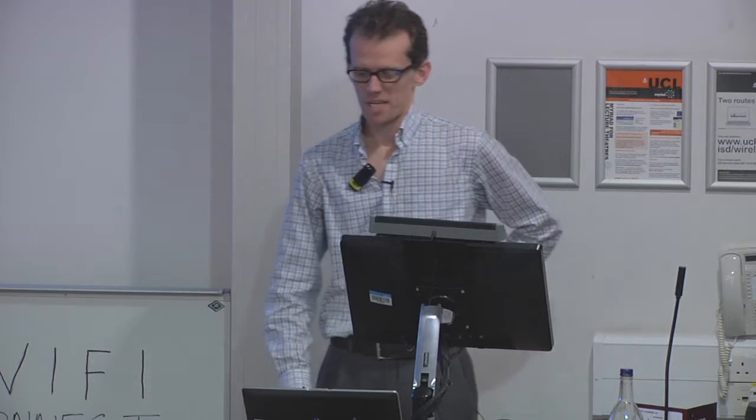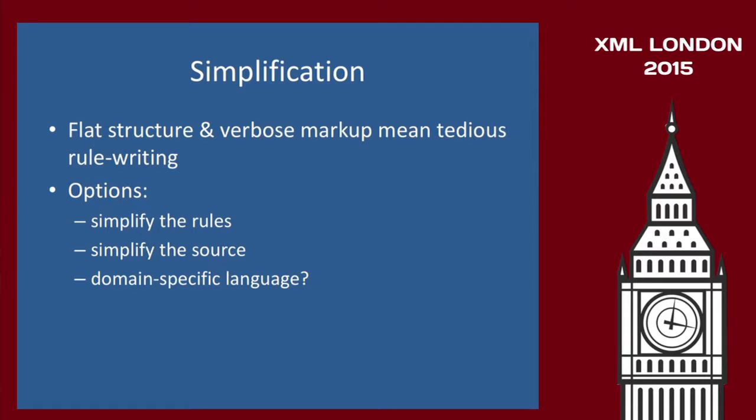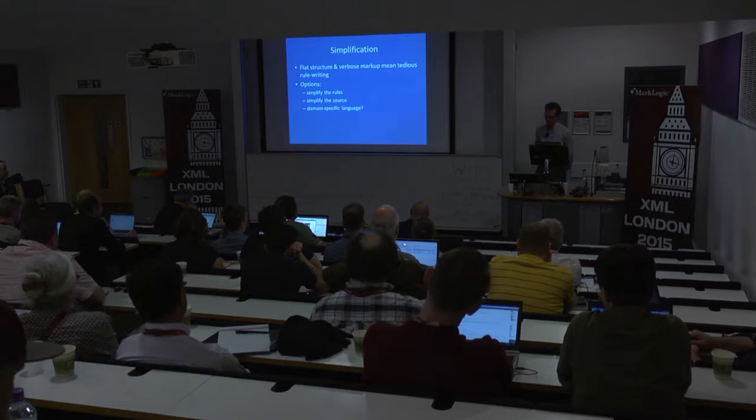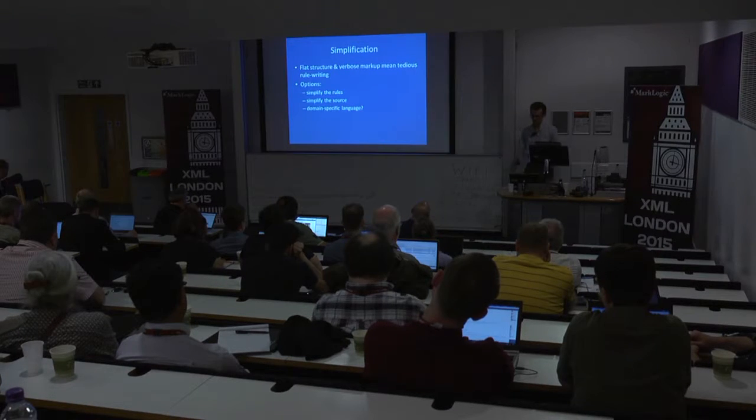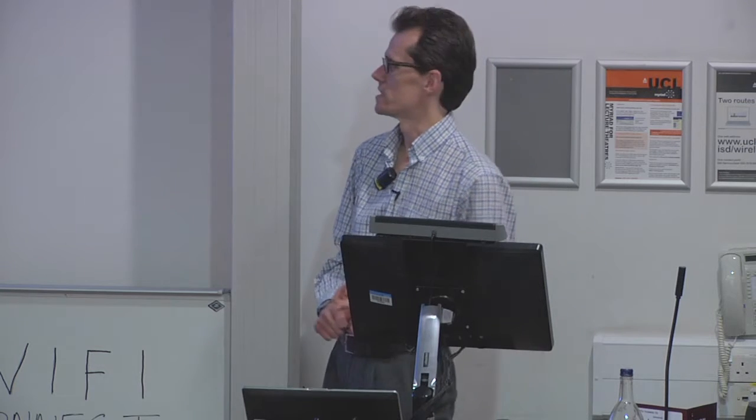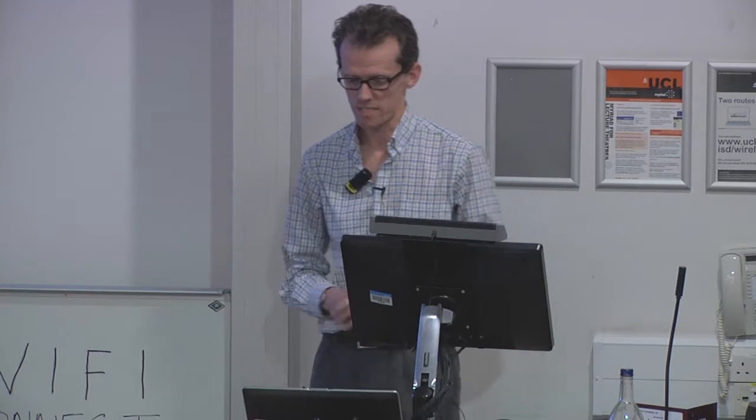But if you've worked with word processing ML, you know it's very verbose and quite difficult to work with. And this means that its flat structure also means that rule writing in Schematron becomes tedious quite quickly and therefore error prone and hard to maintain. So I think there's some options for simplifying what you do there. We can simplify the way we write the rules. We can simplify the markup coming in, so the source documents, or potentially there is scope to maybe apply a domain-specific language.